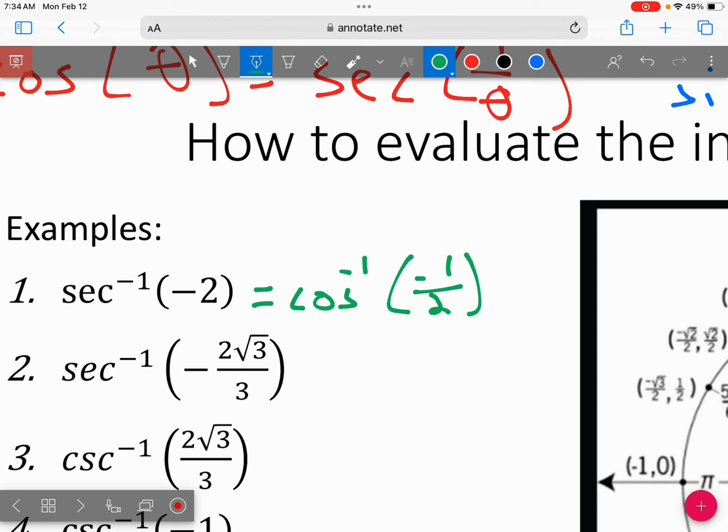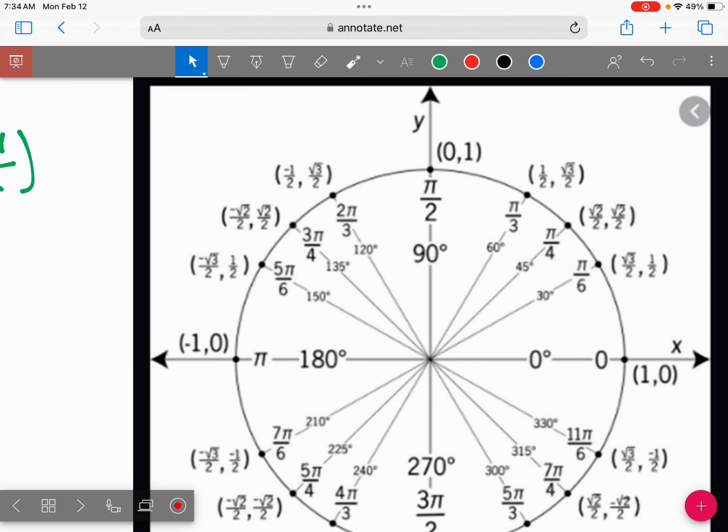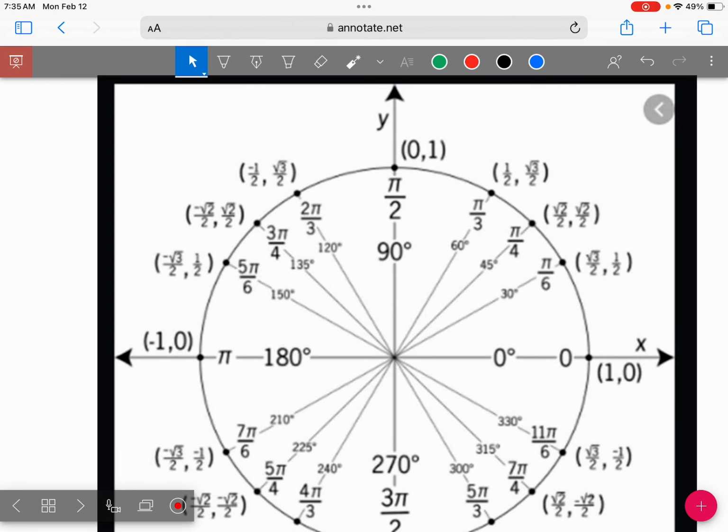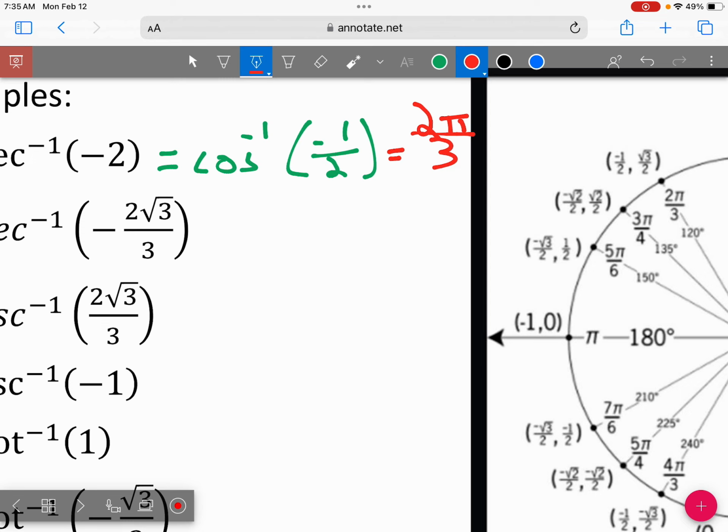There's a negative on the inside, so that's going to push us to the negative side, or the left side, of our unit circle for the x. We go over to our unit circle. Cosine is our x coordinate. We're looking for where our x coordinate is -1/2. It's going to happen right here at 2π/3. When we're in quadrant 2, we don't have to worry about flipping around our radians. That's just our answer, 2π/3.